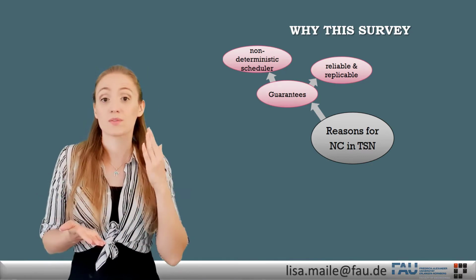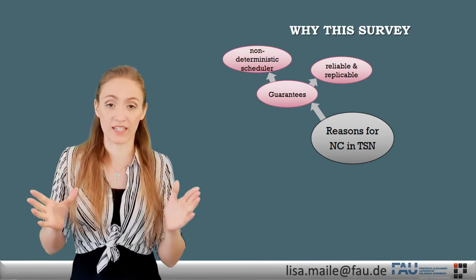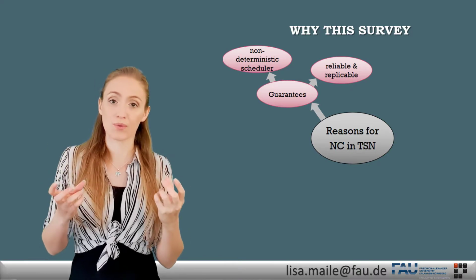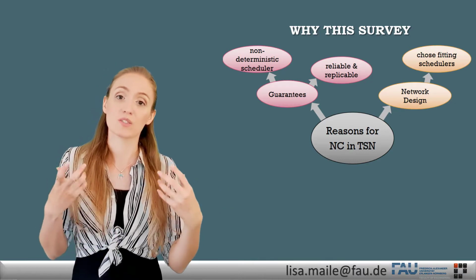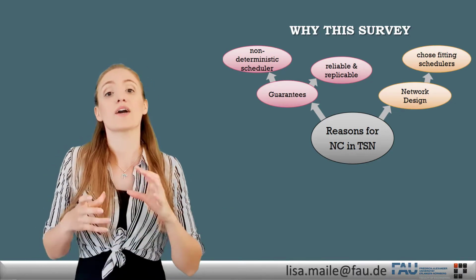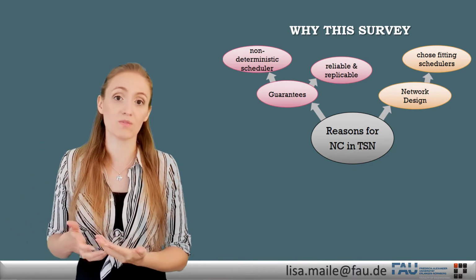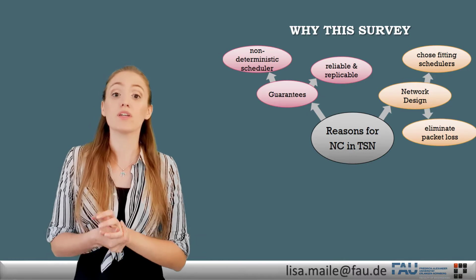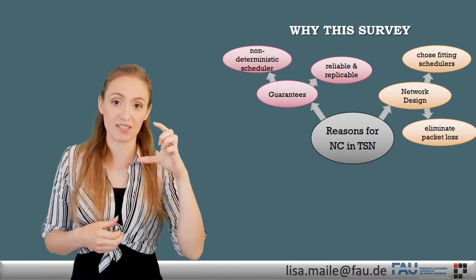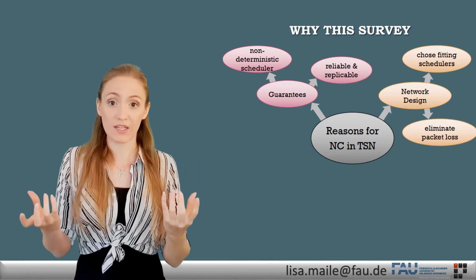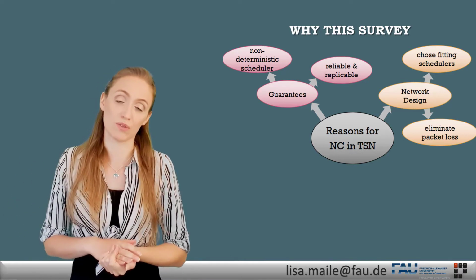Second, we have reliable and replicable evidence that our network can meet all deadline requirements, which is particularly important in critical networks. And another big topic is that we can support network designers. For example, they can get information about whether the schedulers they have chosen fit their context, or if some packet loss will appear in the network. Since we know the maximum buffer spaces, we can scale our network to prevent all packet loss which would be due to buffer size overflow.